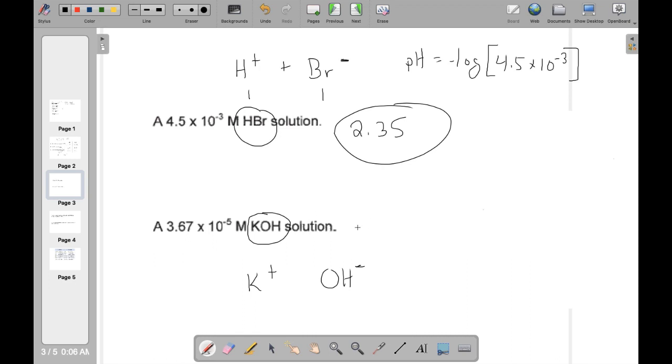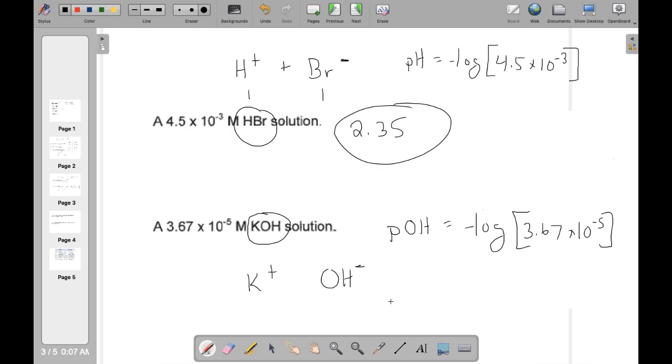This is where it is good to know polyatomic ions and ionic compounds well, because if you don't, it's going to catch up with you about right now. So, I need to calculate pOH first. pOH equals minus the log of 3.67 times 10 to the minus 5. And I will do that now.